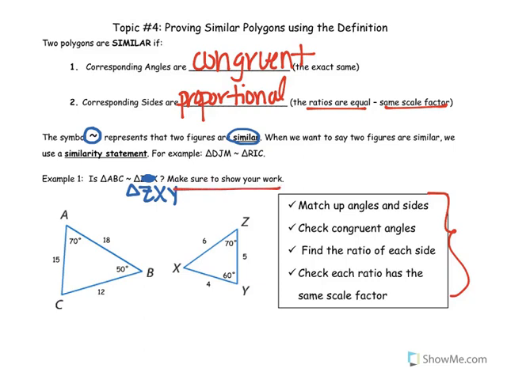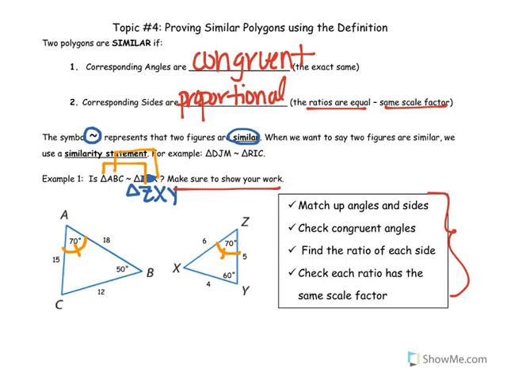So the first thing that we want to do is actually match up the angles and sides. So we've done this before. The first letter A is going to go with the first letter Z. Now corresponding angles are congruent, so I'm going to use tick marks. I'm hoping that A is congruent to Z. They're both 70. That's a good step, okay?